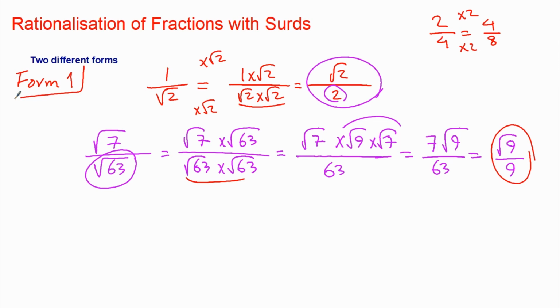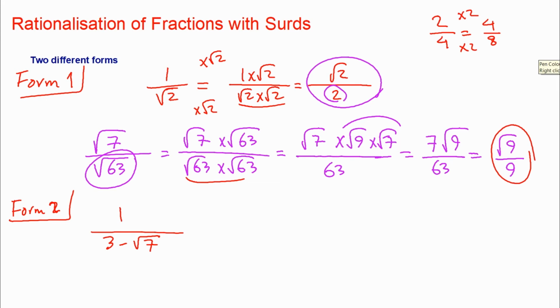When we look at form 2, form 2 are the examples where the denominator is not just one term. For example, we can say 1 over 3 minus the square root of 7. As you can see, the denominator is not just one term. It is 3 and also minus the square root of 7. So we have two different terms.